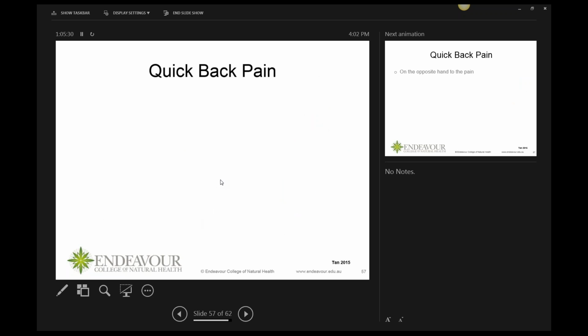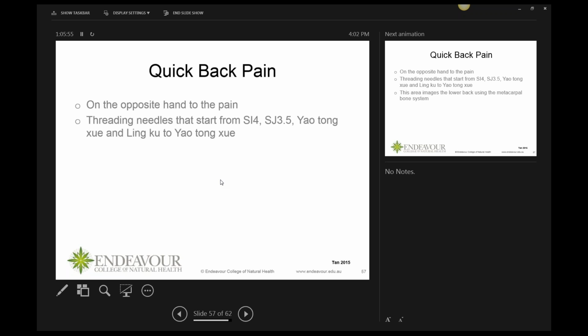Probably the two quick cheap wins that I got out of this one was his quick and dirty anything lower back pain and quick and dirty anything neck. He has a particularly awesome way with words. So if the pain, let's say it's on the left-hand side, we pick the right hand and we thread needles that start from small intestine 4 and go through effectively Sanjiao 3.5. Which effectively is more one of the Yaotong shuis. Those of you that have done any of those hand microsystems know where those Yaotong shuis are, in between the 4th and 5th and the 2nd and 3rd metacarpal bones. He says that whole area is the lower back and that whole area is the Yaotong shui.